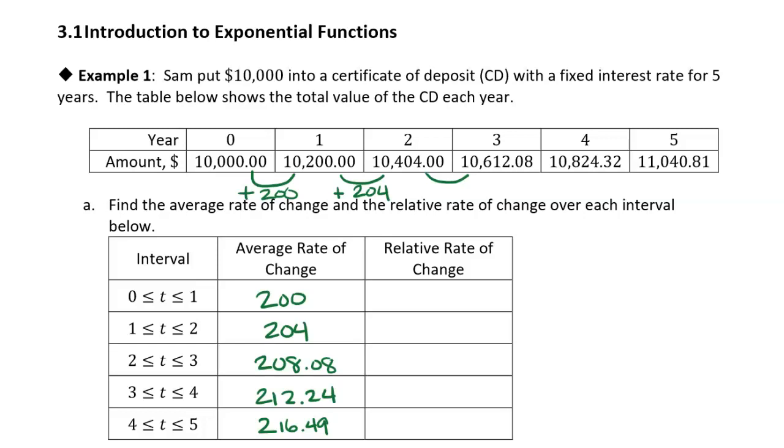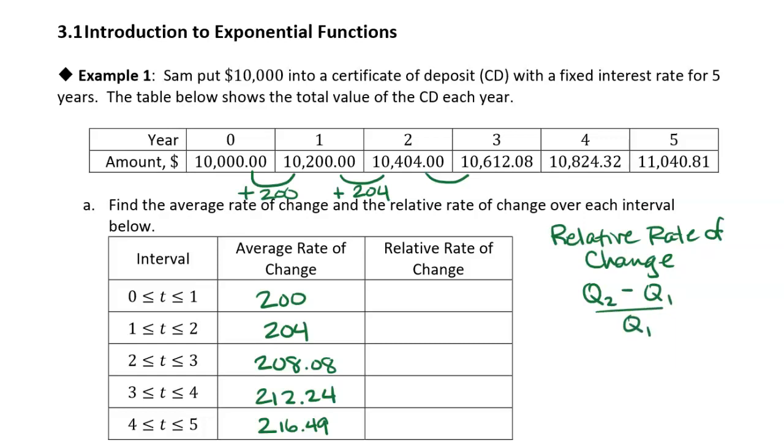Okay. All right. So it also asks us to look at the relative rate of change. So remember, when we find the relative rate of change, let me just remind you, since that's been a little while, we take the second quantity minus the first quantity and divide it by the first quantity, right? So we're looking at the difference in the two quantities over the interval, taking the second minus the first and then dividing by the first. So we're looking at how the amount changed relative to what it was initially.